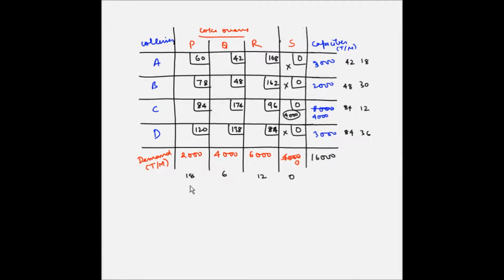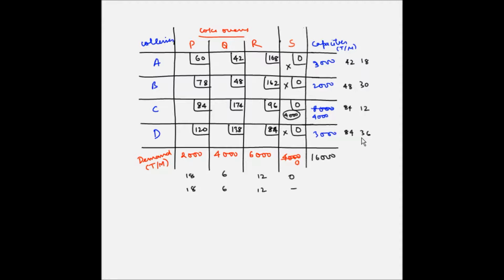Now for the first column, again 78 minus 60, which is 18. Second column, 48 minus 42, which is 6. Third column, 96 minus 84, which is 12. And we can skip the fourth column as it is completely allocated. Now again, let us select the row or column with the largest penalty cost. So D is that row which has the largest penalty cost.